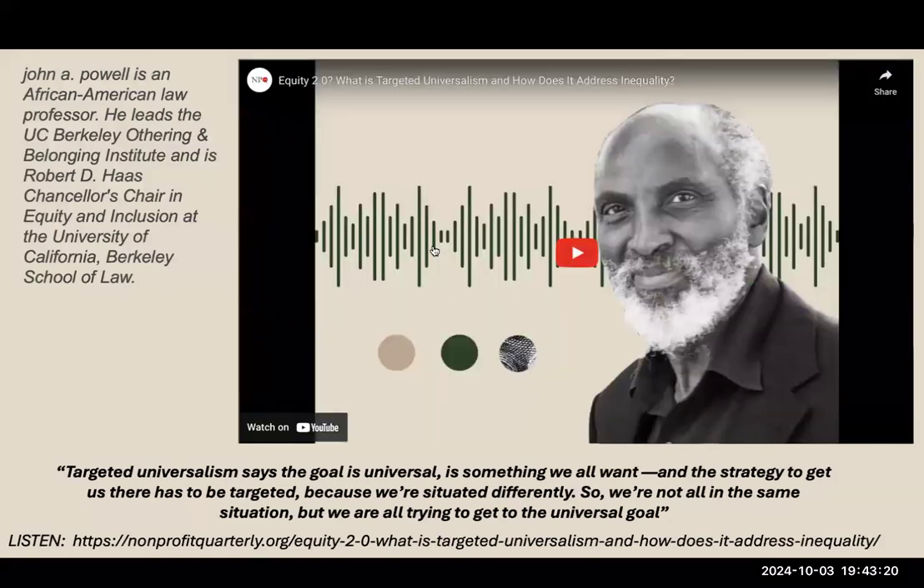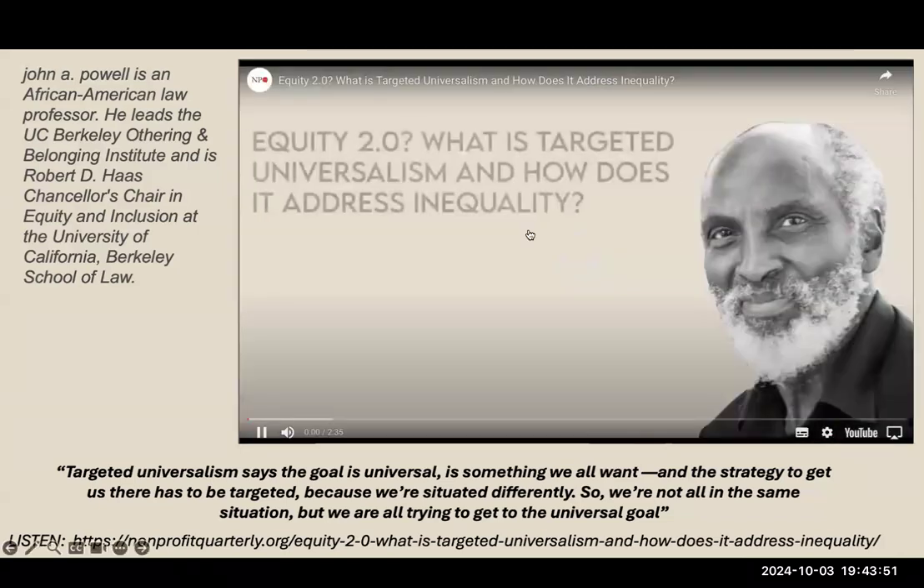When we think about this, I like to think about the concept of targeted universalism. This is a wonderful approach that says that the policy goal should be universal, something that we all want, but the strategy to get there should be targeted because we're all situated differently. So we're not all in the same situation, but all trying to get to the same universal goal. And I'm going to play this reflection from John A. Powell, who coined this term and is a leader in this space.